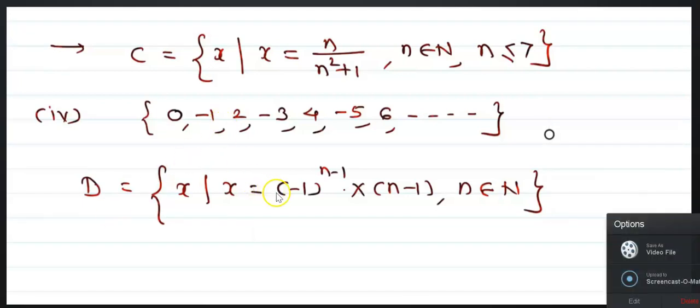Therefore, it's very simple that x is equal to minus 1 raised to n minus 1 into n minus 1. If we first take n equal to 1, that is minus 1 raised to 0, and 1 minus 1, overall it is 0, and in this way we get all the remaining numbers.